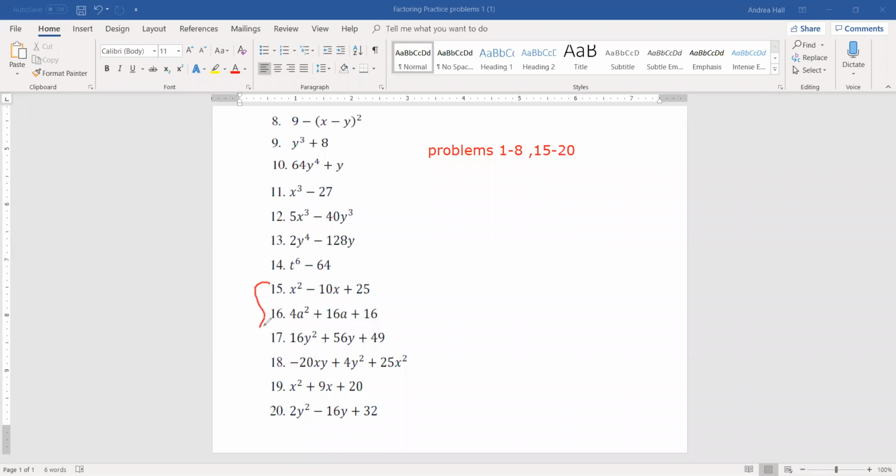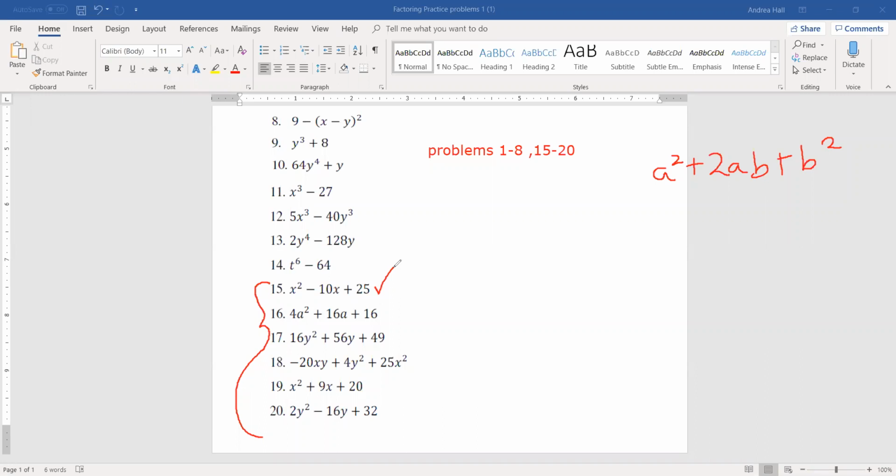These are your trinomials. They're trinomials because there are 3 terms, okay? So if you remember, you have your perfect square trinomials. They're in the format of a squared plus 2ab plus b squared. Okay, and on your sheet, you'll see how to factor those perfect square trinomials. Number 15 is a perfect square trinomial.